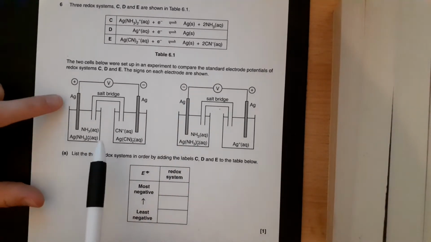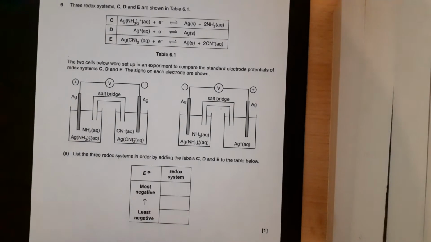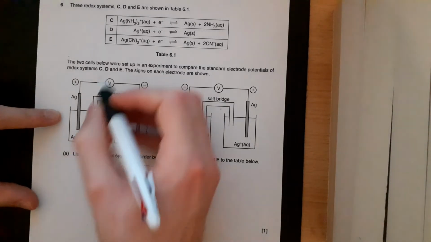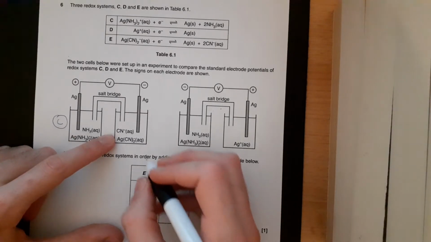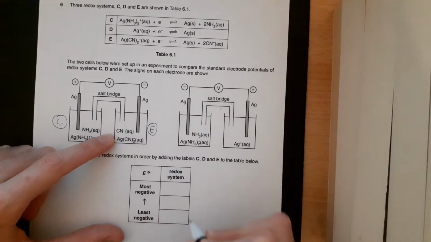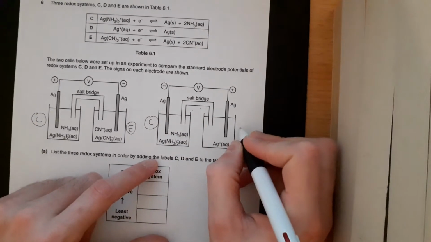So we can see here that we've got silver with ammonia and this silver ammonia ion here. I'm just going to write these in here so it's clear what's going on. So this is redox system C, and then this one with the CN minus ions is E, and then here we've got C again on this side, and this one is D.